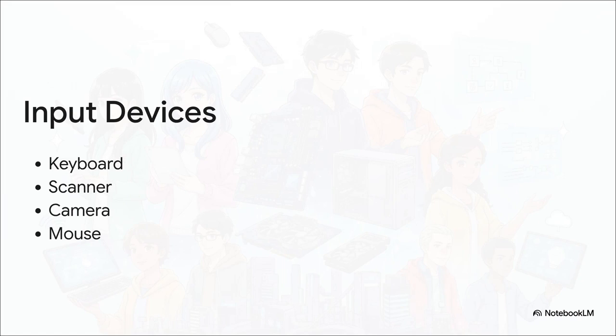Let's hit some rapid-fire, everyday examples of input devices. We're talking the keyboard, the scanner, the camera, and the mouse. Think about it for a second. The very mouse or keyboard you might have your hand on right now, or even the touchscreen of your phone, those are input devices. Every single time you click, tap, or type, you are sending a discrete piece of information directly into the computer's processing loop. You're giving it the exact data it needs to start working.